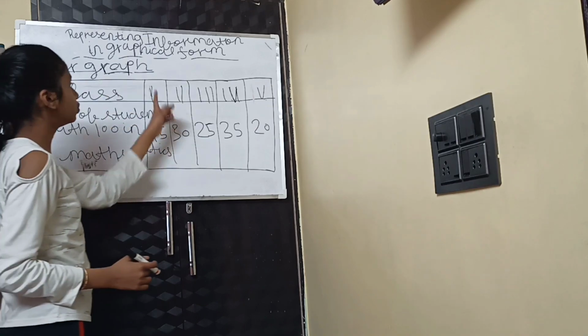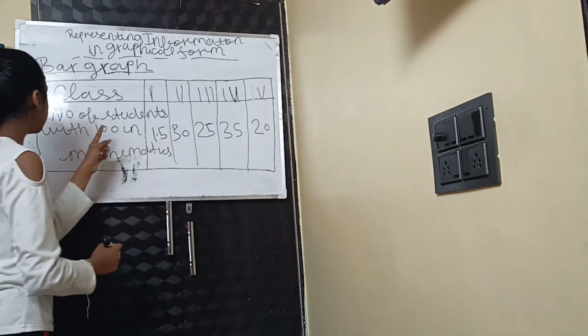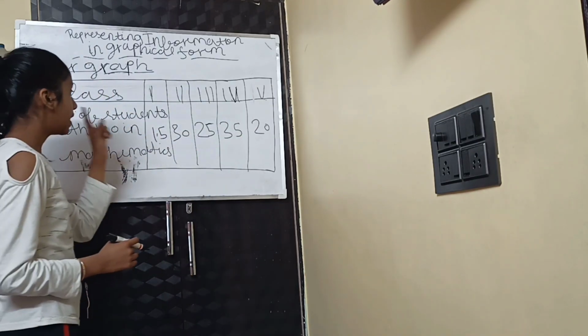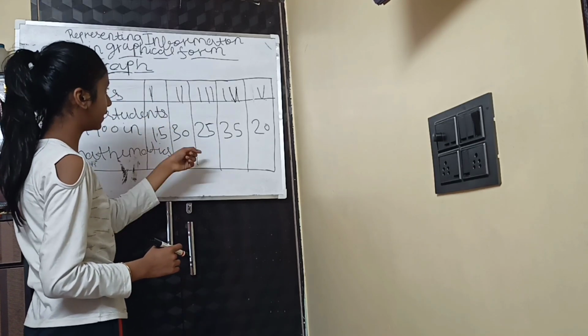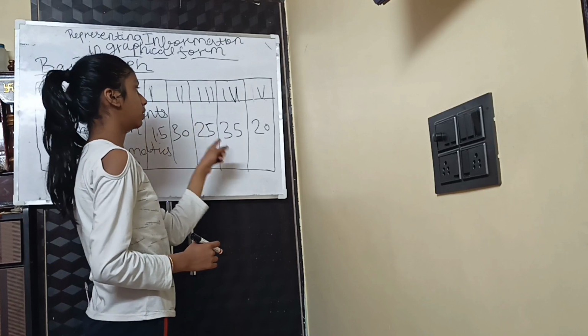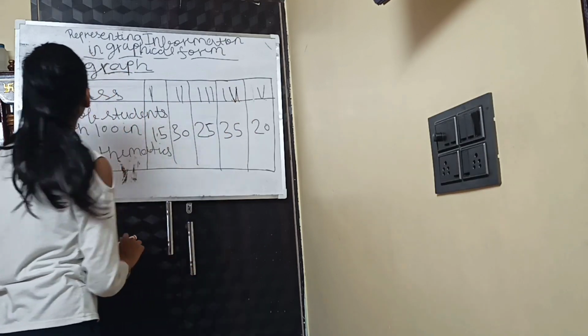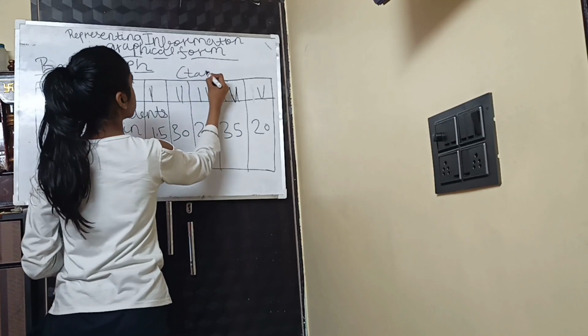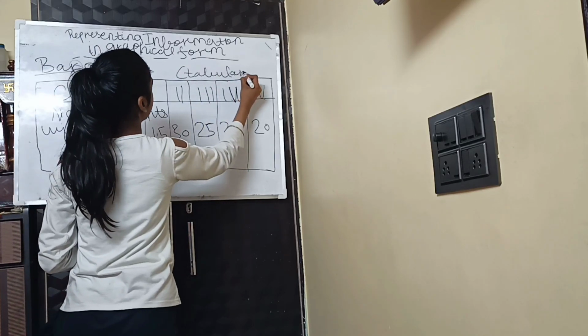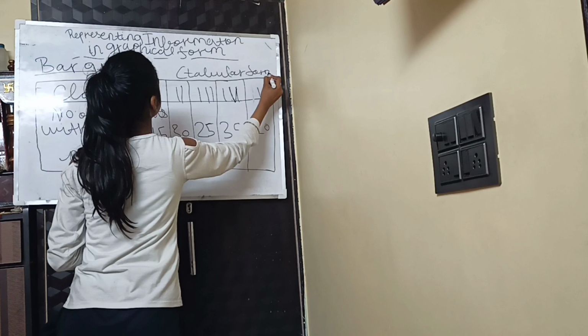Class 1, 2, 3, 4, 5. Number of students with 100 in mathematics was in class 1 it was 15, class 2 it was 30, class 3 it was 25, in 4 it was 35, and in 5 it was 20. So guys, this is how we do tabular form.